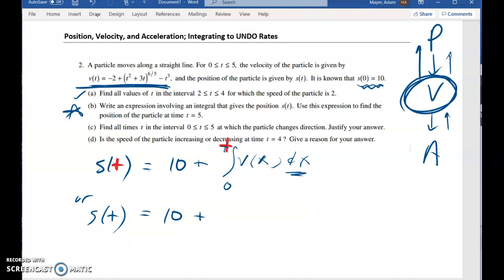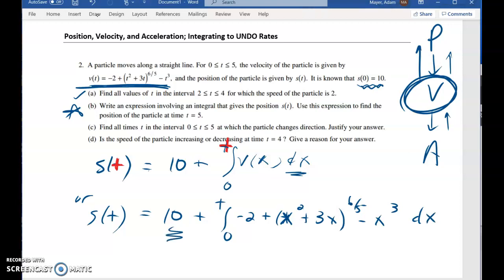Remember, a definite integral can be negative, which would mean it's moving to the left more than it's moving to the right. The distance it travels from 0 to t is the definite integral of the velocity, and I'm going to change the variable to something not t: 3x to the 6/5 minus x cubed. My integrand is in terms of x, therefore I'm integrating with respect to x. Okay. So that's the first part of that.